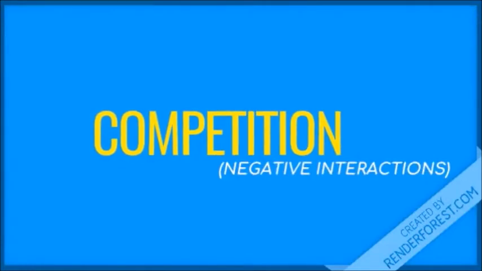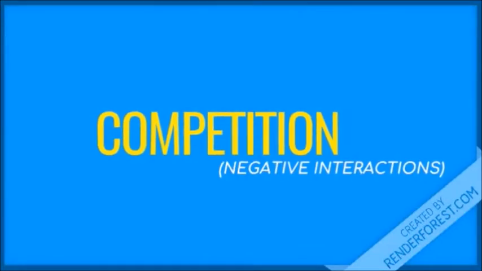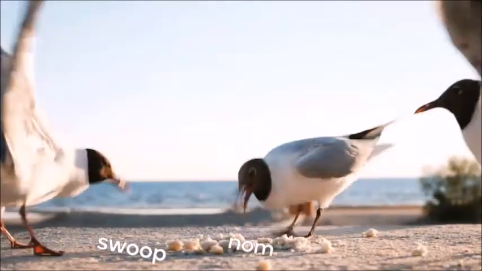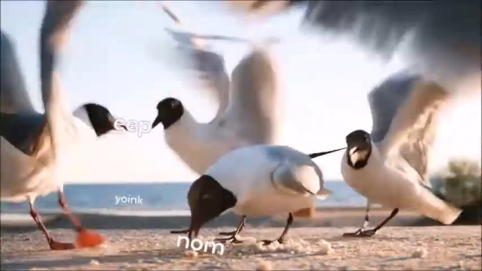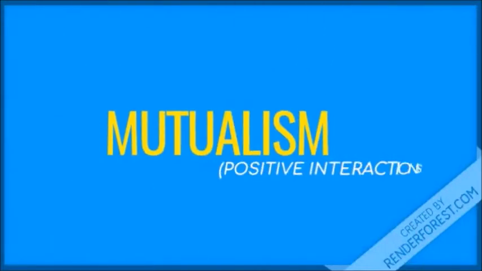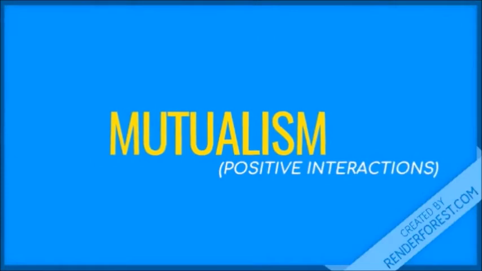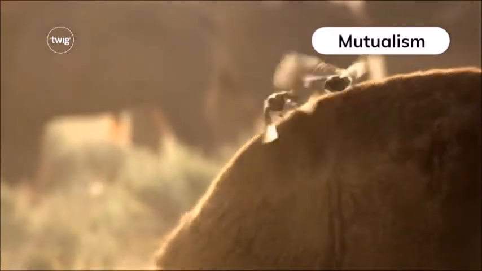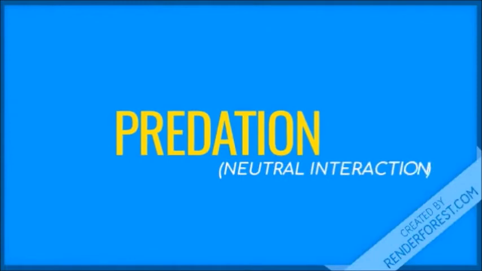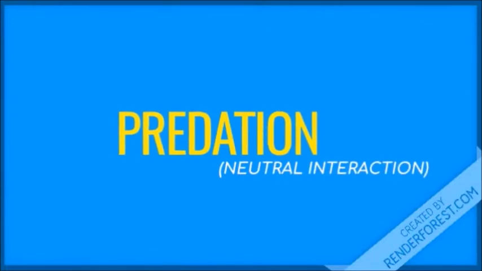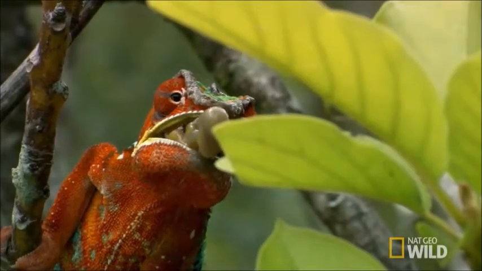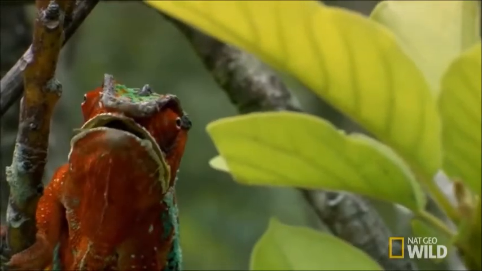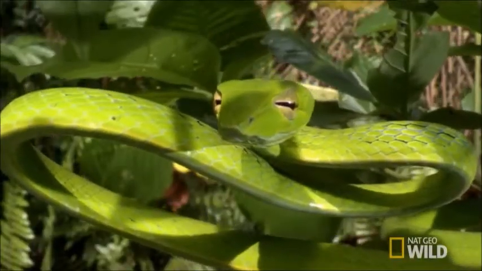Competition, known as negative interactions, means two species use the same limited resources. Mutualism, known as positive interactions, means two species in close association, in which this interaction will give benefit to both parties. Predation, known as neutral interaction, means one species eats all or part of a second animal species.